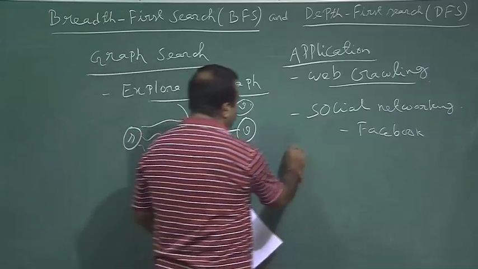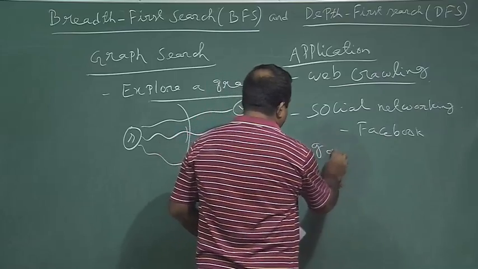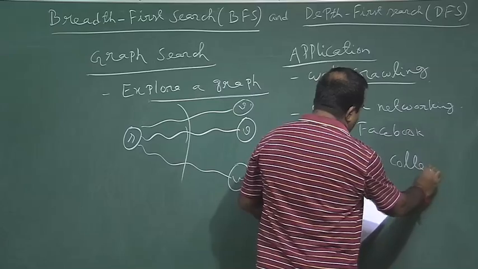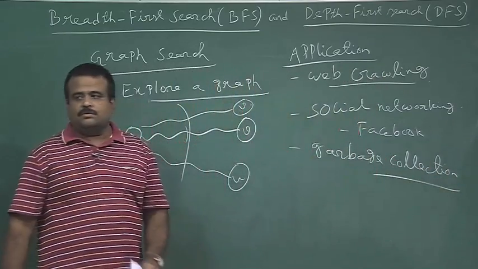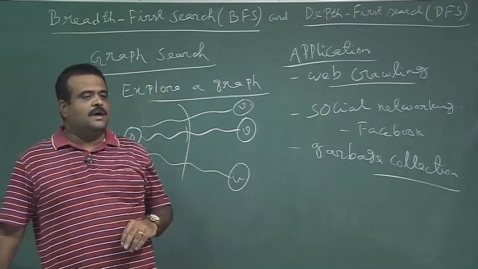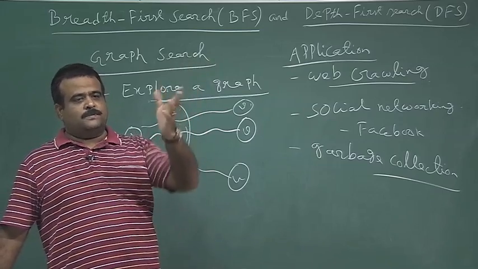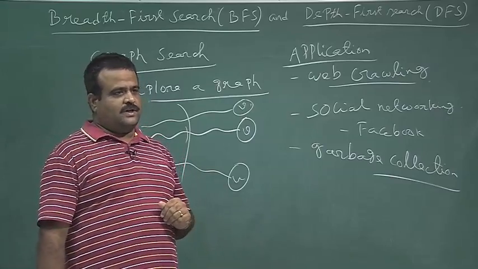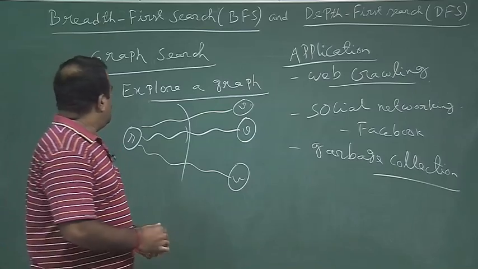And another application could be, say, garbage collection. Nowadays every modern programming language has a garbage collector. So, we do not need to free the memory we have used. It will automatically be checked by the program whether something is being used or not. So, it will explore, and if it is not being used for a long time, it will free that space for further use. That is garbage collection. So, there are many applications of graph search.